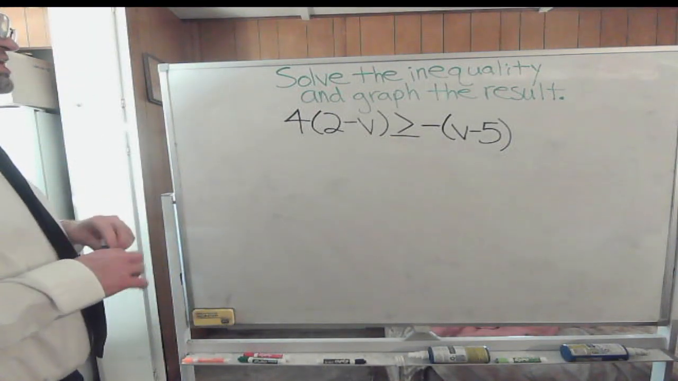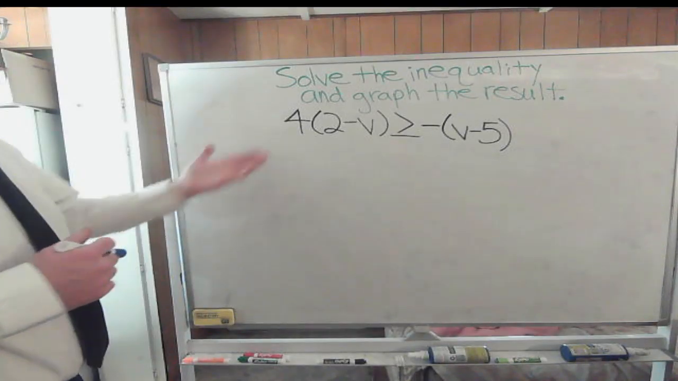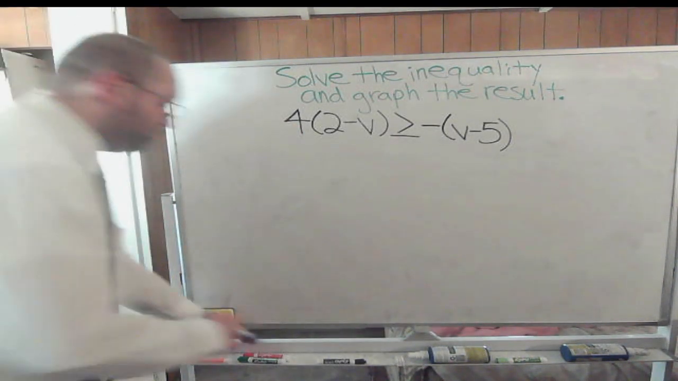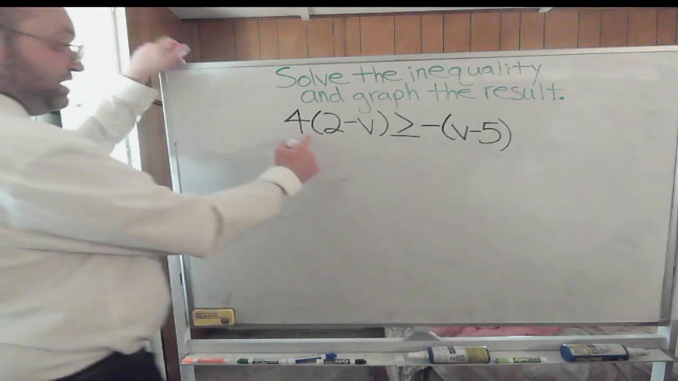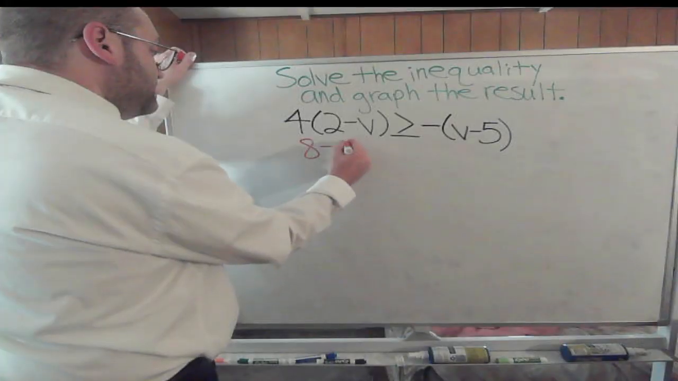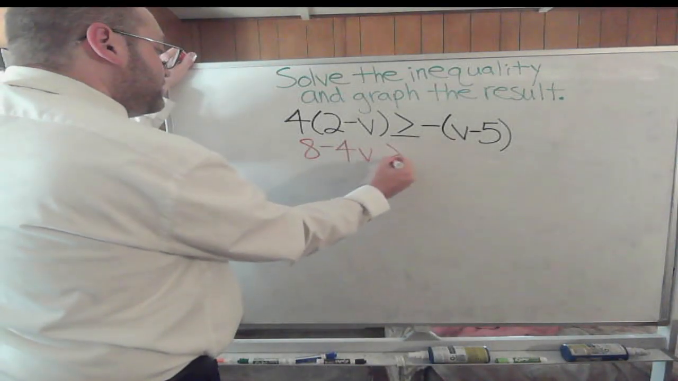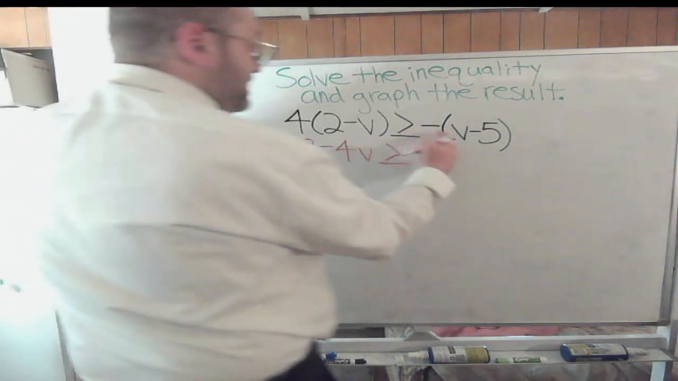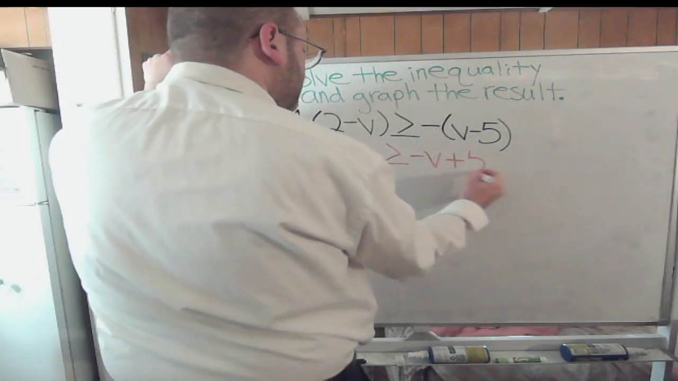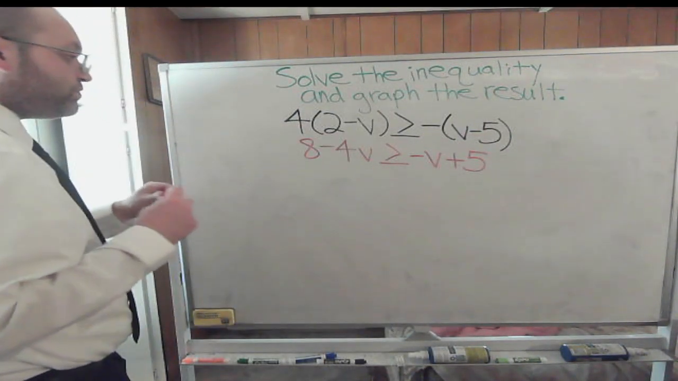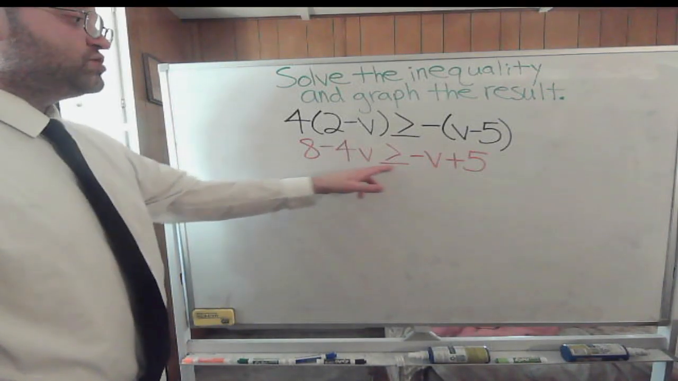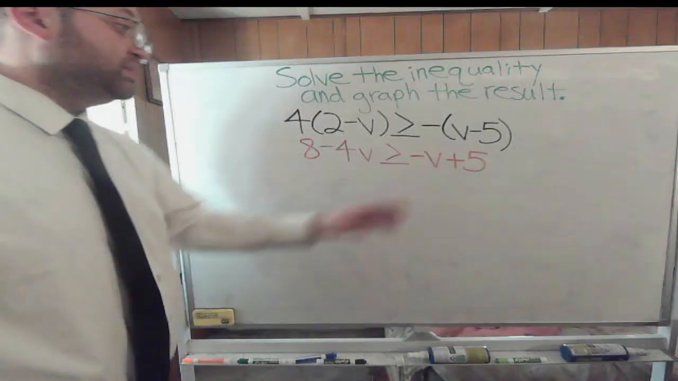So what we're going to have to do here, like you would for a normal equality problem, is do your distributive property. So you'll take 4 times 2, that's going to give you 8 minus 4v. You'll have 8 minus 4v is greater than or equal to negative of v, that's negative v minus minus 5, well that's plus 5. So what you would end up getting is 8 minus 4v is greater than or equal to negative v plus 5.